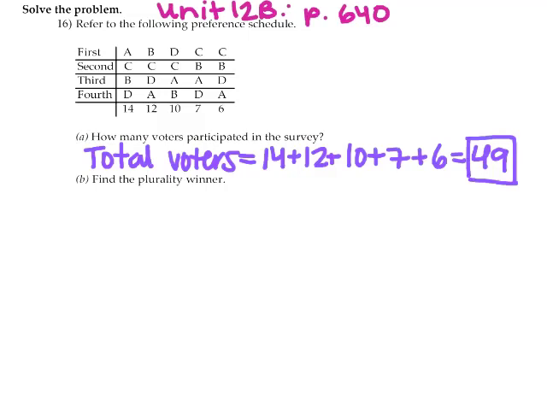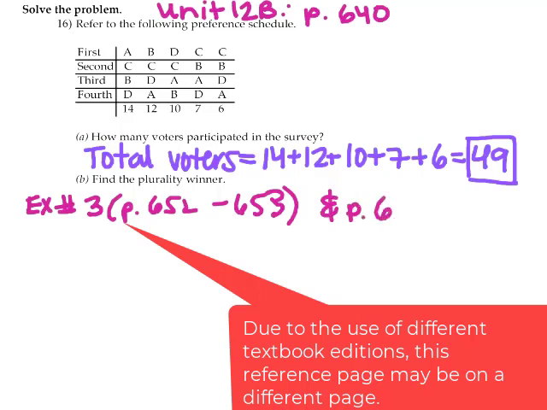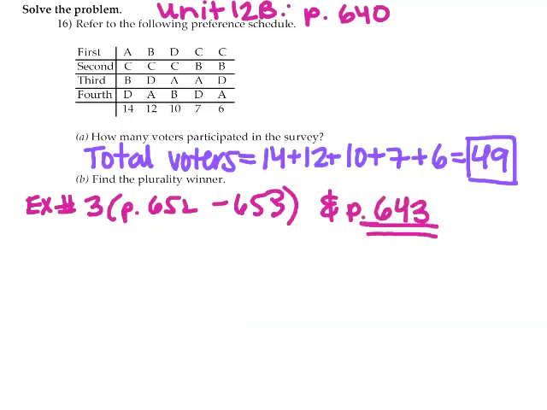Now for Part B, we are asked to find the plurality winner. For the plurality winner, you can refer to example number 3 on pages 652 to 653, and you can refer to page 643. That may be most helpful. For plurality, you're going to want to look at the first place votes to see which candidate, A, B, C, or D, received first place, and how many votes.